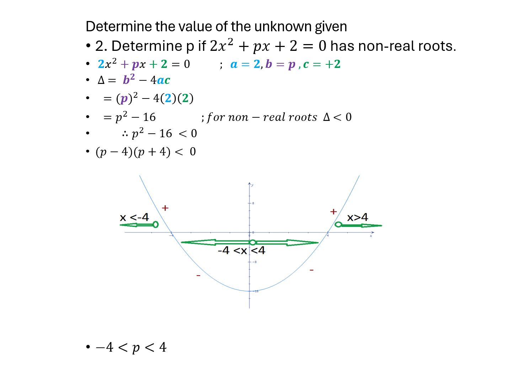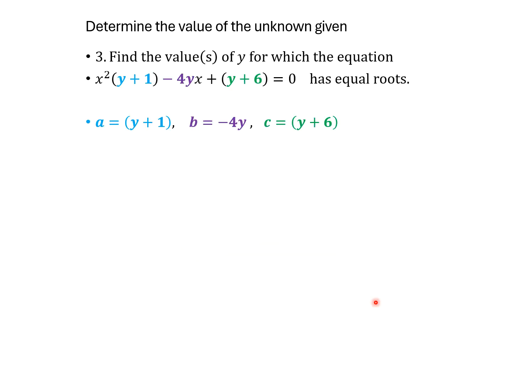Alright, let's look at the third problem. Determine the values of the unknown given. Find the values of y for which the equation x squared times (y plus 1) minus 4yx plus (y plus 6) equals 0 has equal roots. For equal roots, remember, delta equals 0, or b squared minus 4ac equals 0.